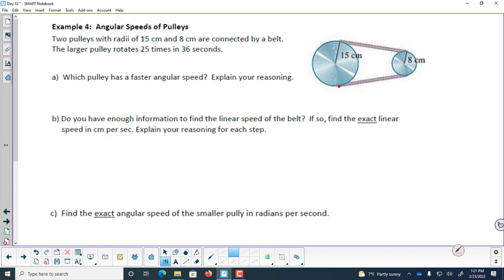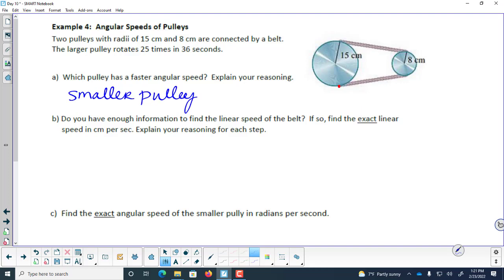But they have different radiuses, and the larger pulley rotates differently, right? Which one rotates faster? The larger pulley or the smaller pulley? Smaller. The smaller, right? Because they have the same linear speed, so this one's going to have to do more rotations to keep up with that bigger one. So which pulley has the faster angular speed? The smaller pulley. Okay, so the angular speeds will not be the same, right?